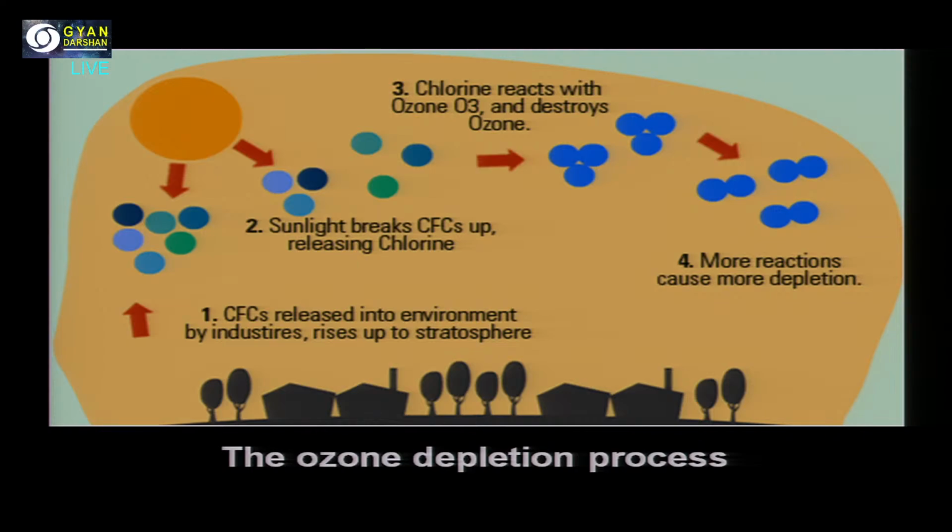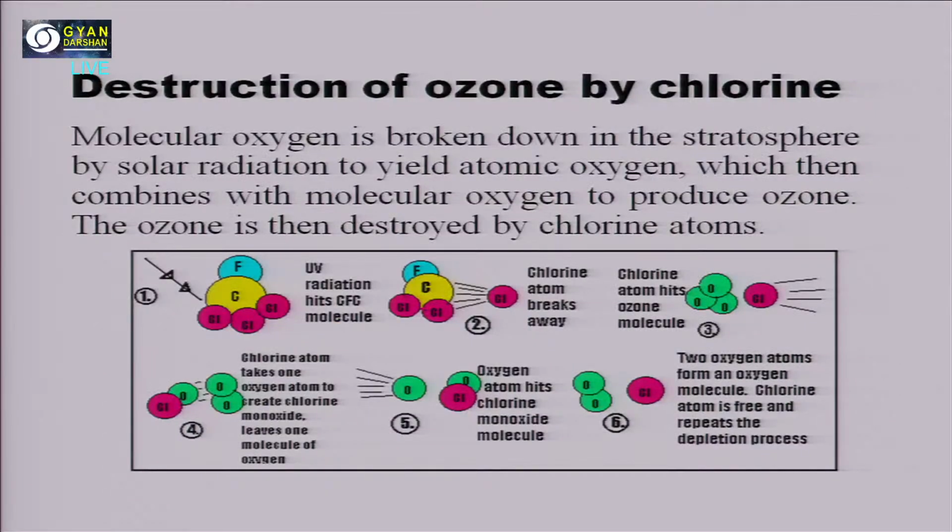This is a pictorial diagram. If we look at another diagram, it shows the destruction of ozone by chlorine. Again, the same thing is depicted another way. Once it reaches the stratosphere, solar radiation yields atomic oxygen, which then combines with molecular oxygen to produce ozone. Again, these CFCs, the volatile organic compounds, react with sunlight and destroy the ozone.